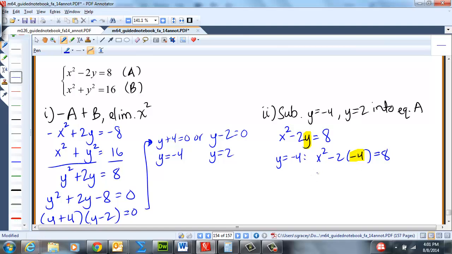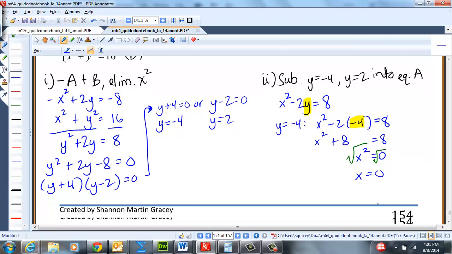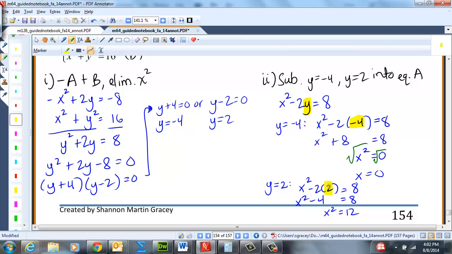So we'll get x squared plus 8 is 8, which gives us x squared is 0, which has a result of x equal to 0. So now let's plug in y equals 2. For y equals 2, we're going to have x squared minus 2 times 2 is 8, which will give us x squared minus 4 is 8, which gives us x squared is 12.